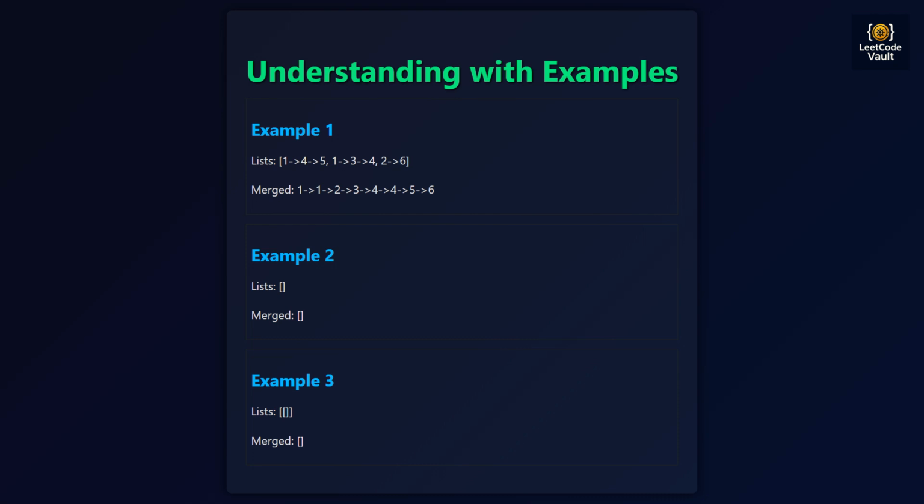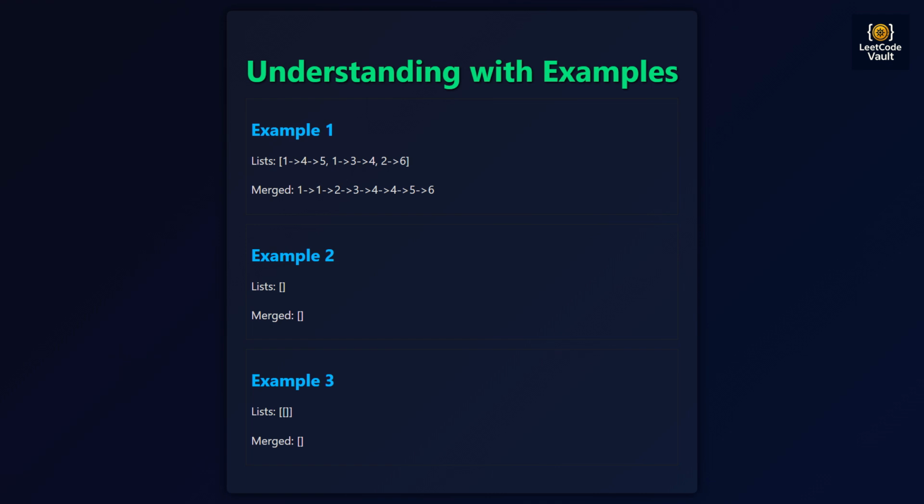Let's clarify with some examples. Imagine we have three sorted linked lists. The first one is 1, 4, 5. The second is 1, 3, 4. And the third is 2, 6. Our goal is to merge these into a single sorted list.